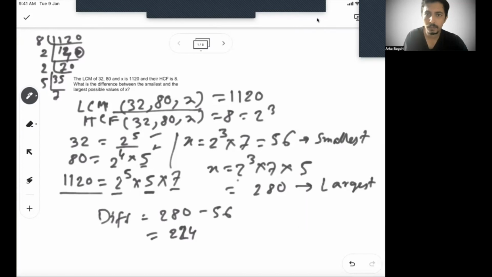Okay. So hope you understood the concepts. Slowly saying how from the factors you can find out the LCM and HCF, and how using that concept we were able to derive the largest and the smallest value of a number.